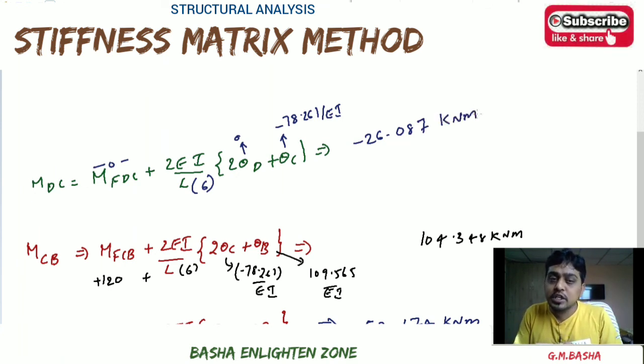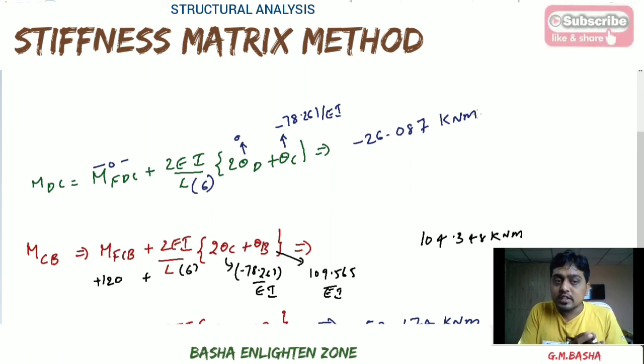So this is the procedure for finding the final moments based on the obtained slopes in the stiffness matrix method. I hope you understand this lecture.